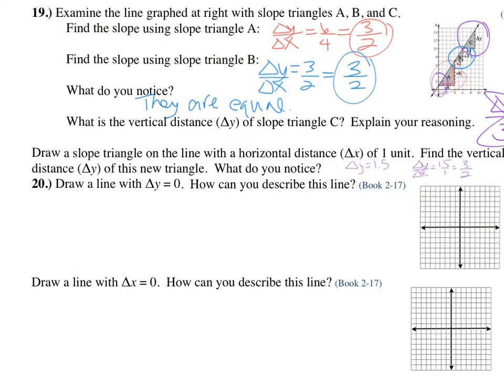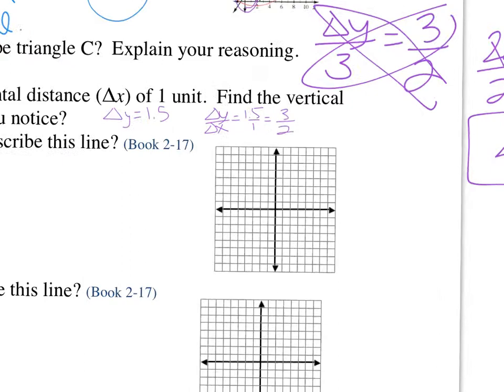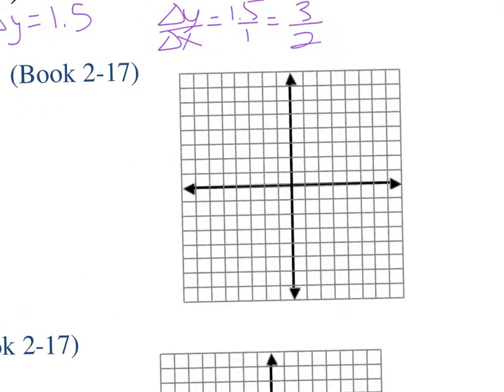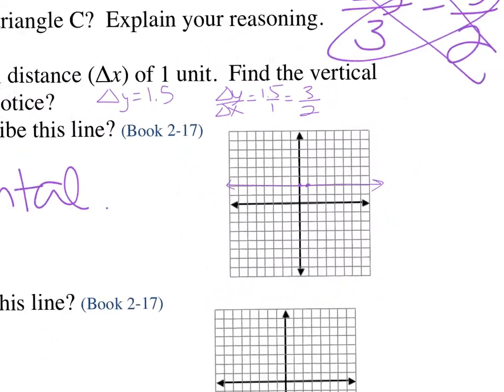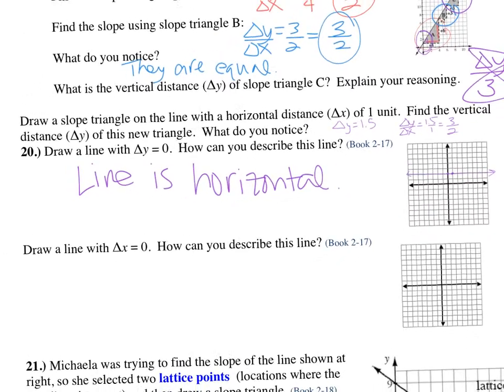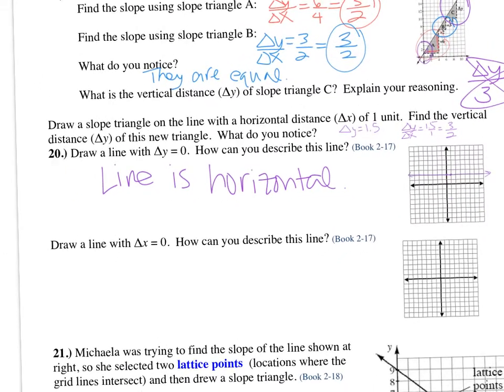Number 20, we're going to draw a line with the change of y of 0, and we want to describe this line. So looking at my graph, and it doesn't matter where we put this, I'm going to have a change in y of 0, so I'm going to plot 2 points. So if we say the change in y is 0, that means we're not going to go up or down, so I'm going to have another point right next to it. So this line is going to be horizontal. The slope is going to be 0.